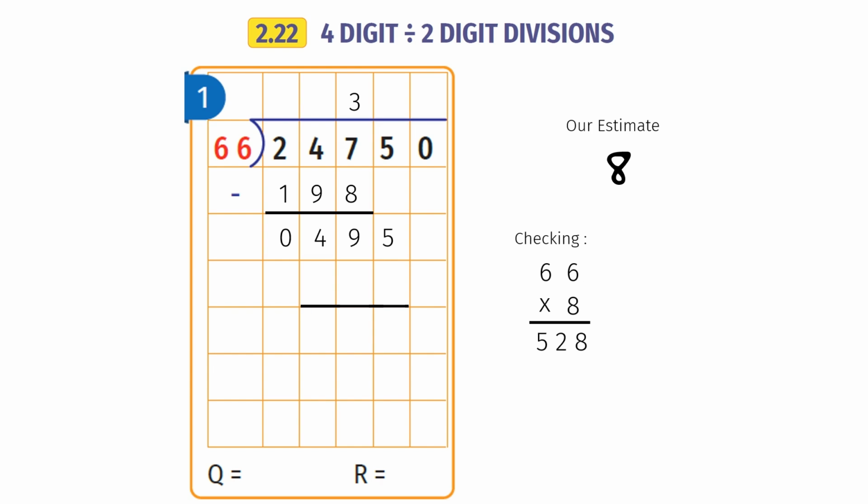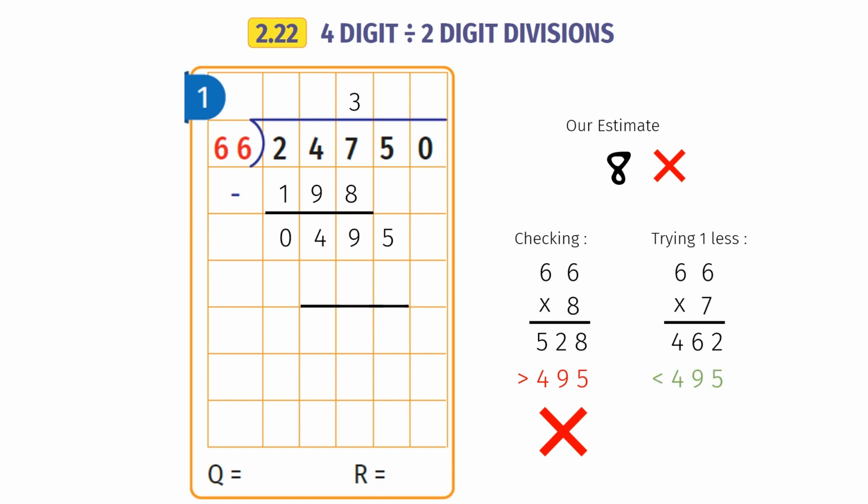Again, we check our estimate 8 by multiplying with 66. We get 528, but it is more than 495. So we have to go one lower than our estimate of 8. 66 into 7 gives us 462, which is lesser than 495. So we shall use 7. Filling in the numbers, we get the next number 330.